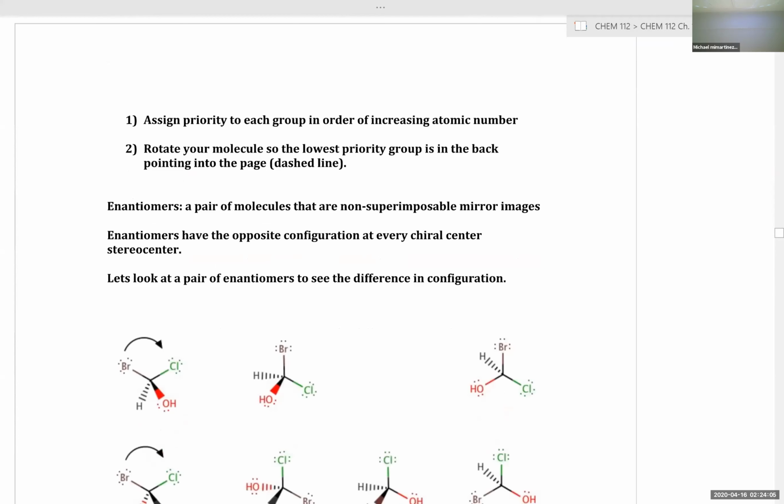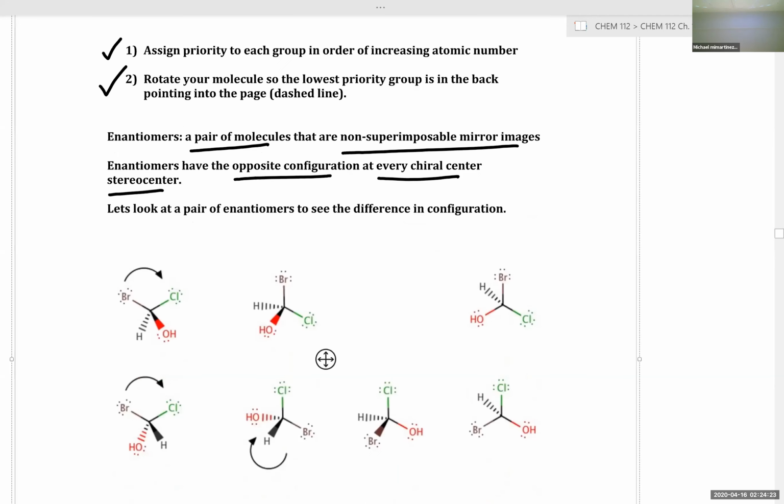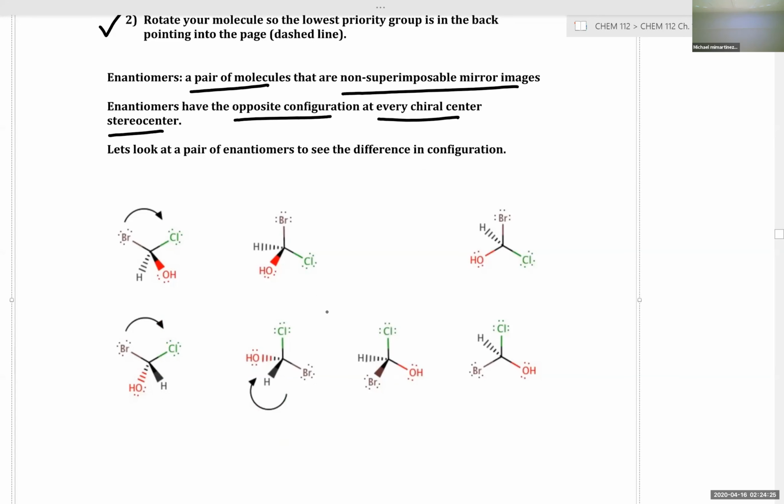So we have our two steps. We assign priority, we rotate our molecules so the lowest priority group's in the back. Now, enantiomers are pairs of molecules that are non-superimposable mirror images. And enantiomers have the opposite configuration at every chiral center. So let's do one more rotational study.